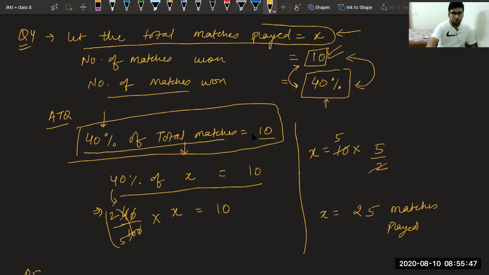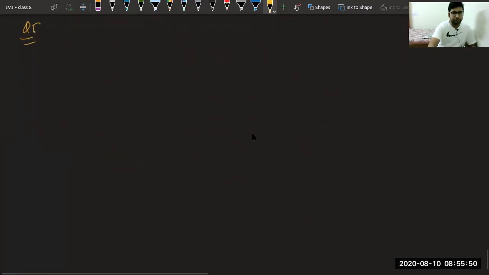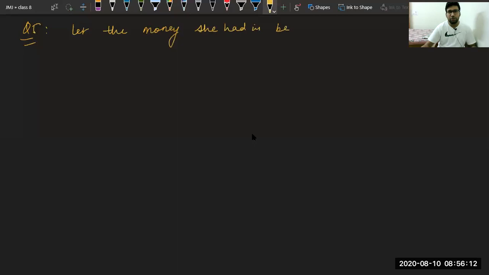Okay. Now, question 5. Chameli had rupees 600 left after spending 75% of her money. How much did she have in the beginning? So first assume: let the money she had in the beginning be rupees X. So first we have assumed the total money that she had in the starting as rupees X.